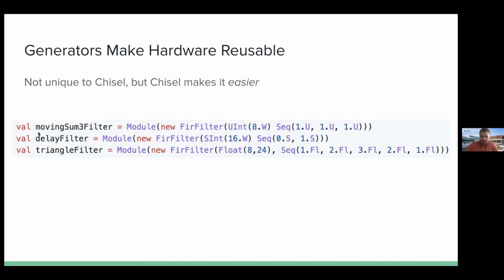And I can support moving 3-sum filters, or delay filters maybe, where I'm not really multiplying, I'm just delaying data. Triangle filters, all of this, right? So this helps to make your hardware more reusable. So later on when you need another FIR filter, you don't have to write a whole new circuit, or change the source code to the one you want. You can just reinstantiate it, and you can even share your designs with other people in libraries.